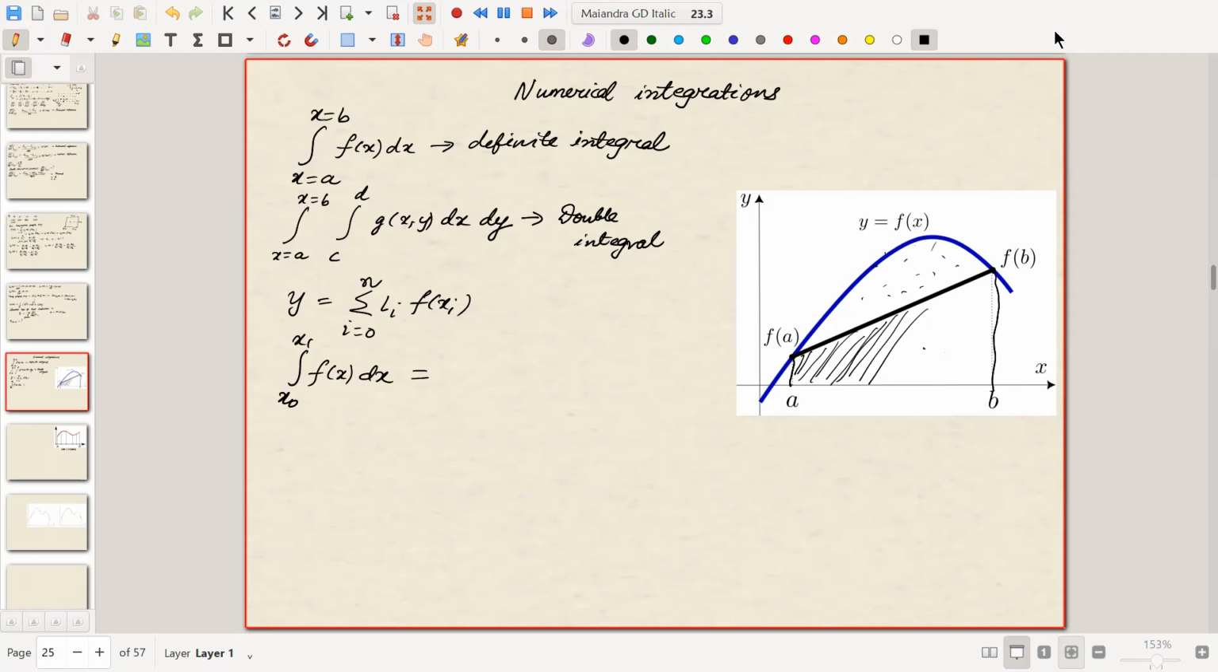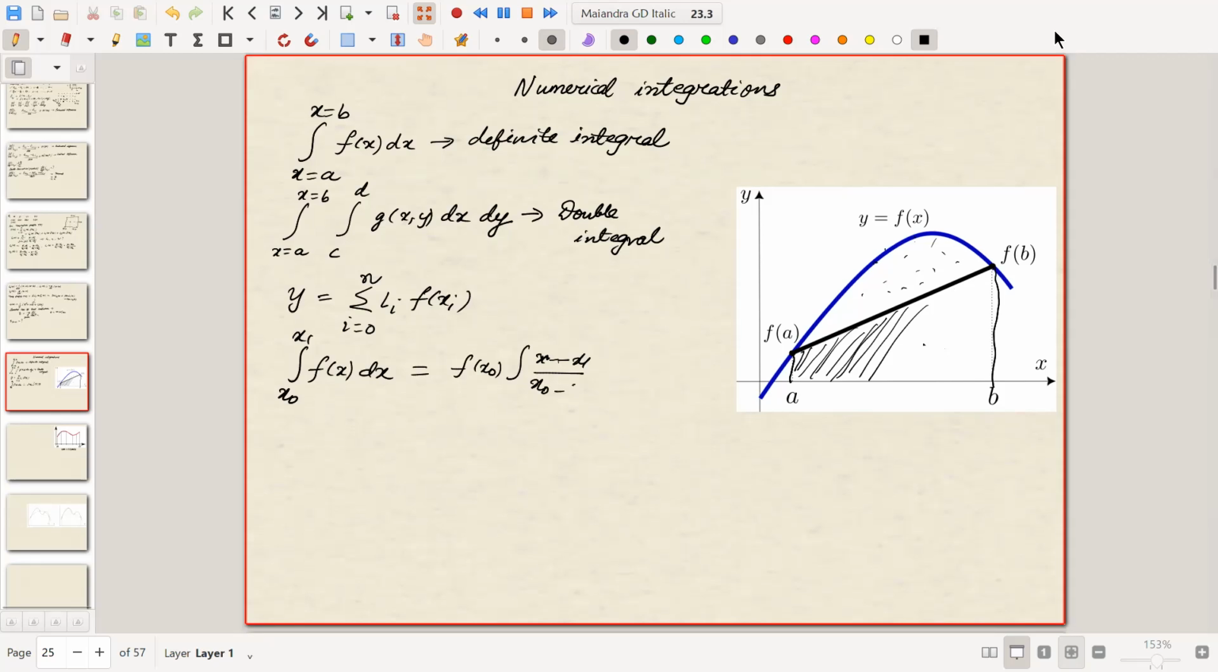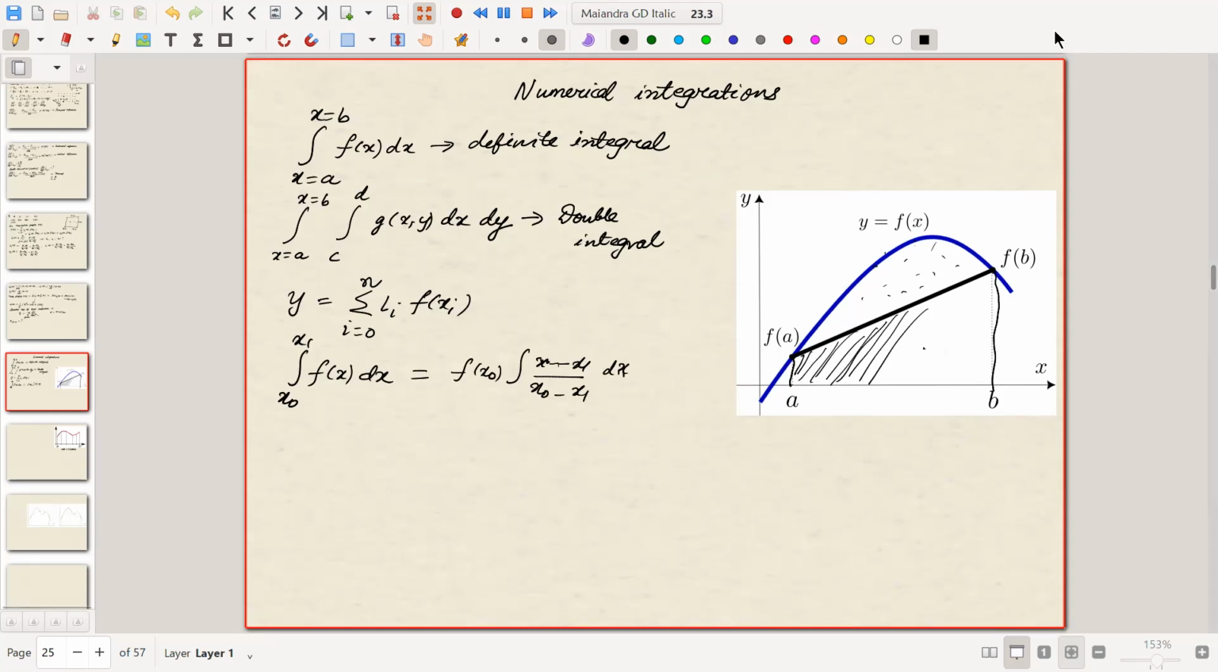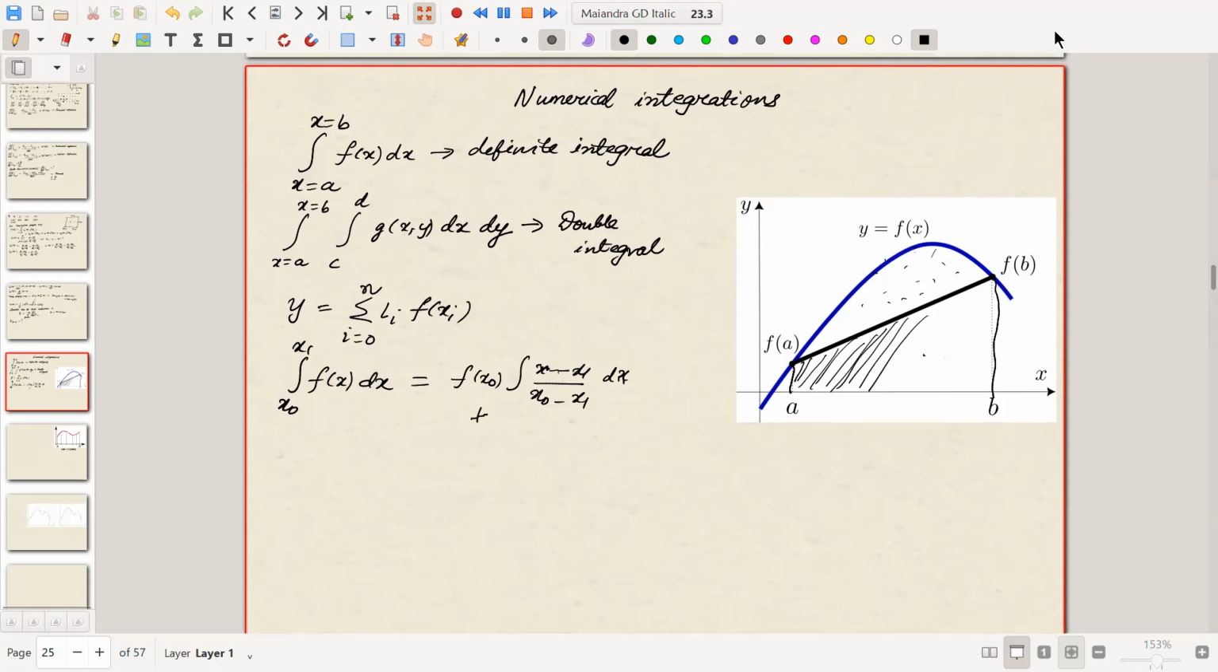You can just integrate it, right? f(xi) will come outside because it will be a number. What will be integrated? The Li's, because it's a function of x. We just saw previously that Li will be a function of x. So how can you write it? f(x0) will come outside, then you integrate L0. L0 will look like (x minus x1) by (x0 minus x1) dx. Plus then f(x1), right? Integration of L1 dx. What is L1?